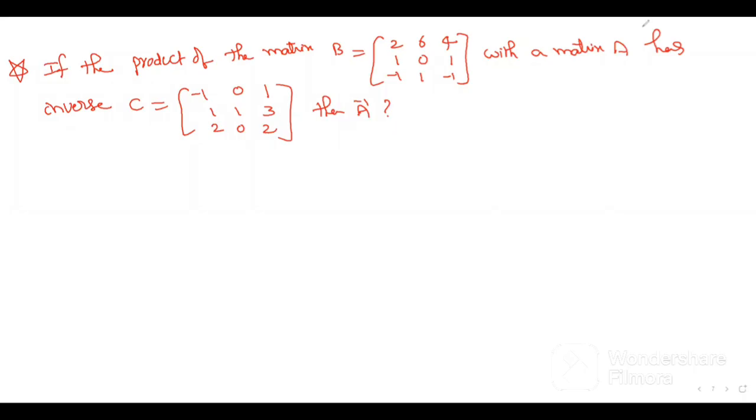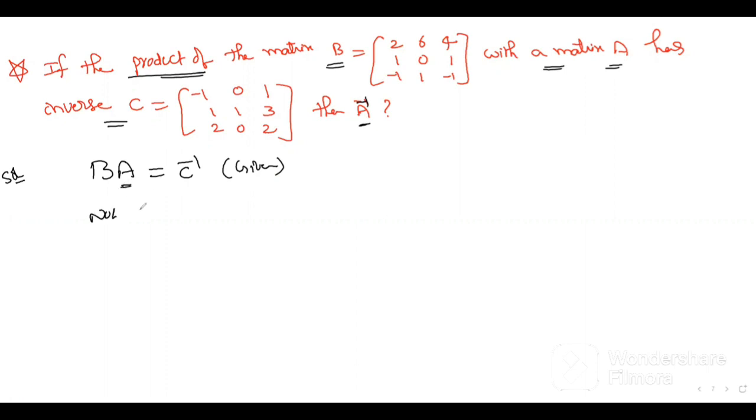Now I am going to explain the next problem. In the statement, the product of matrix B with matrix A is given as the inverse of C. The product of B and A is equal to C inverse. So BA is equal to C inverse is given. Then find out A inverse. So from this equation, find out the A matrix first.